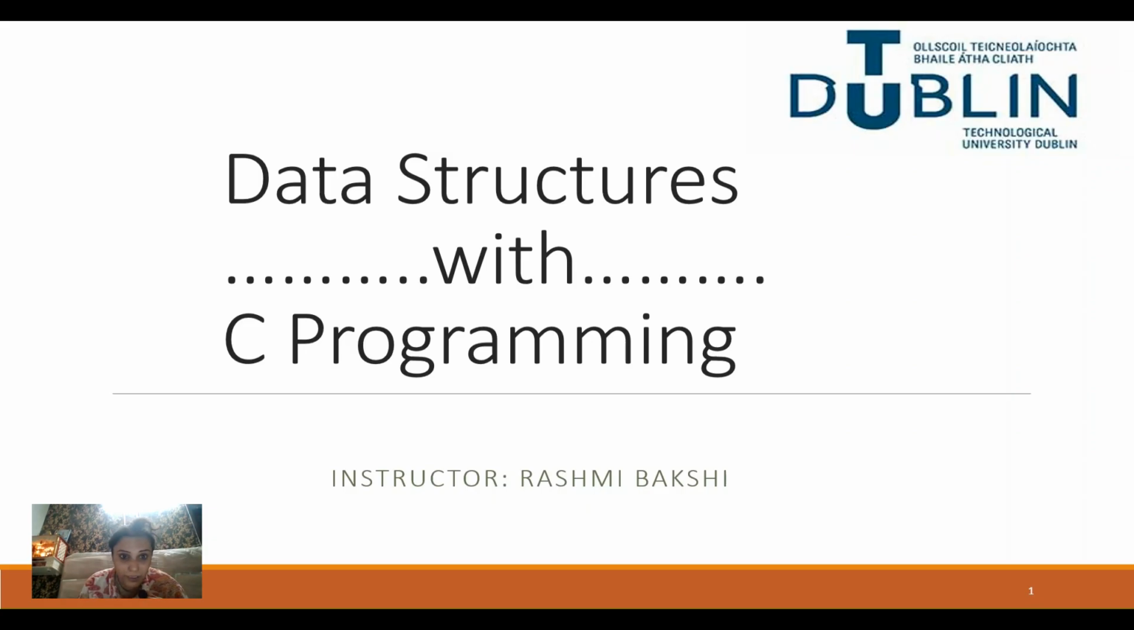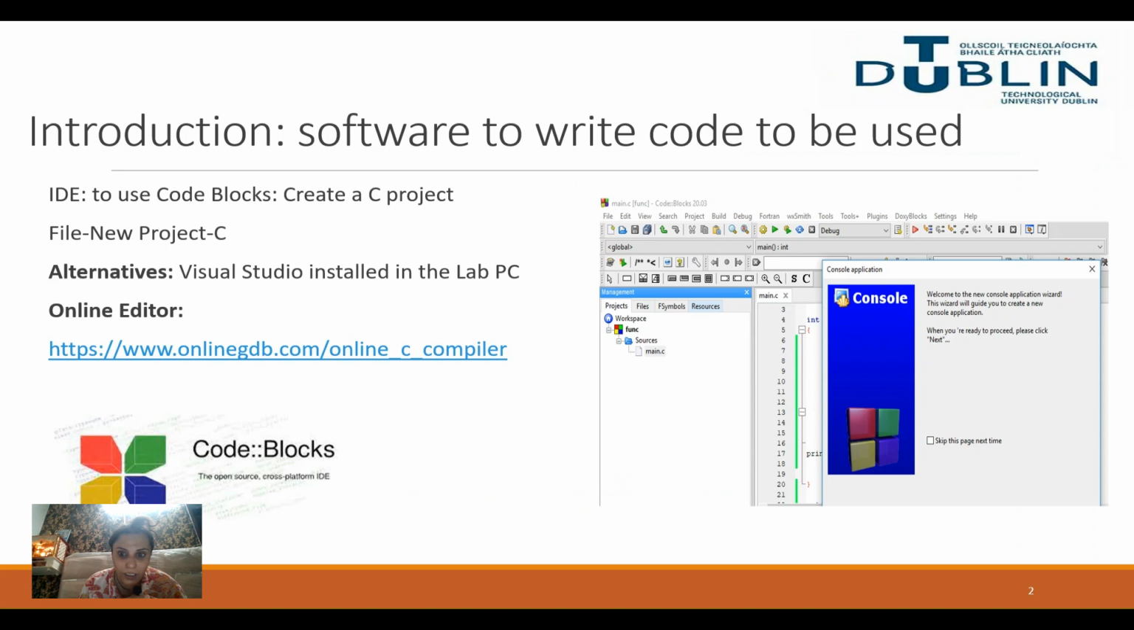In this course, usually we used the online compiler, and also you could use Code Blocks, that is for C++. Some people also used Visual Studio, as it was installed in the labs. So we'll start with the very basic types of data structures.